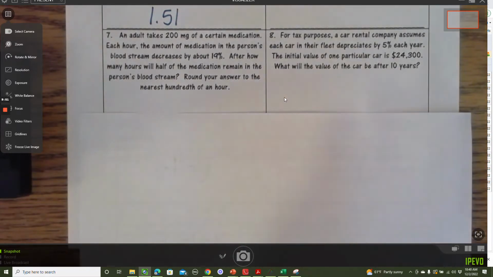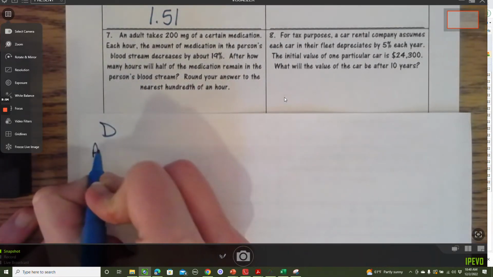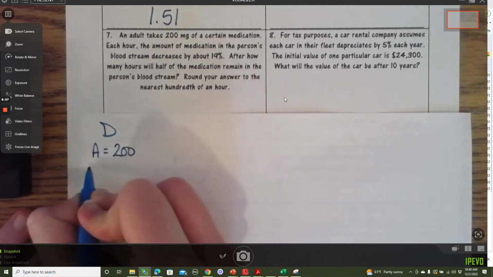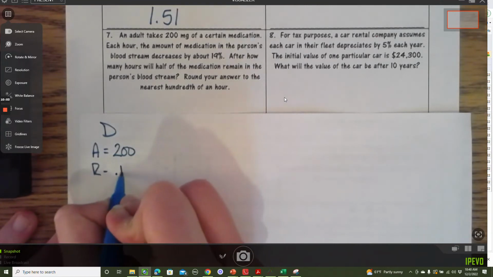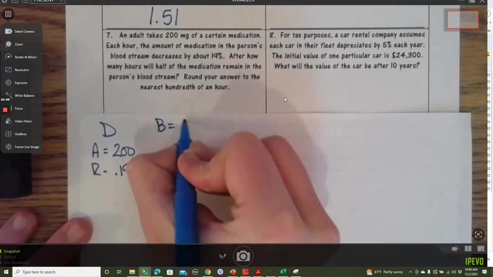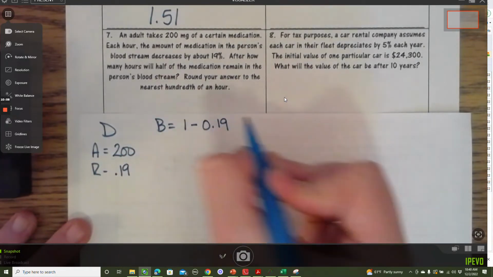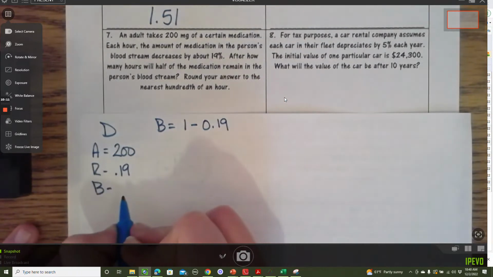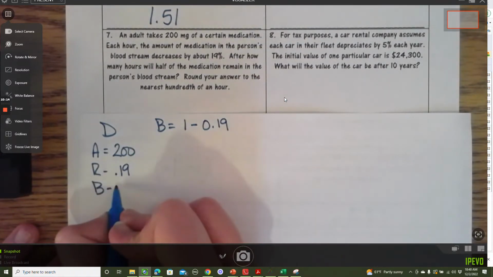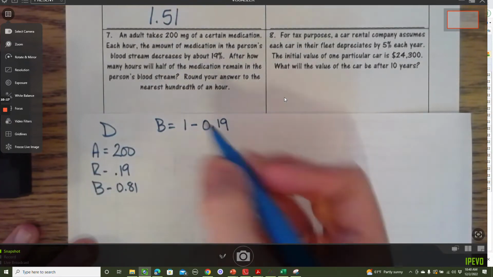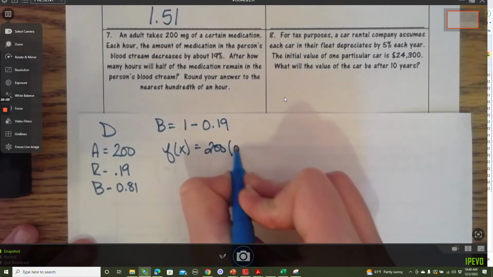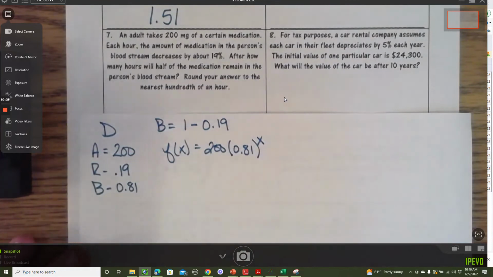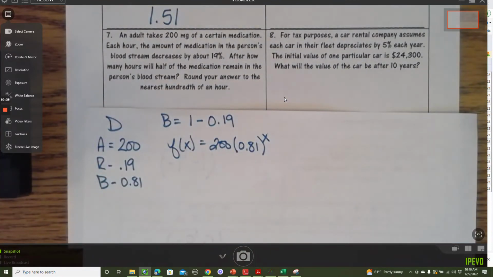All right, growth or decay? Decay. What's the A value? 200. What's the rate, as a decimal? 0.19. So my B value is 1 minus 0.19. What does that come out to be? 0.81. So f of x equals 200 times 0.81 to the x. Oh, I'm stupid. My algebra kids do that all the time. You get going quick, and that is the rate.